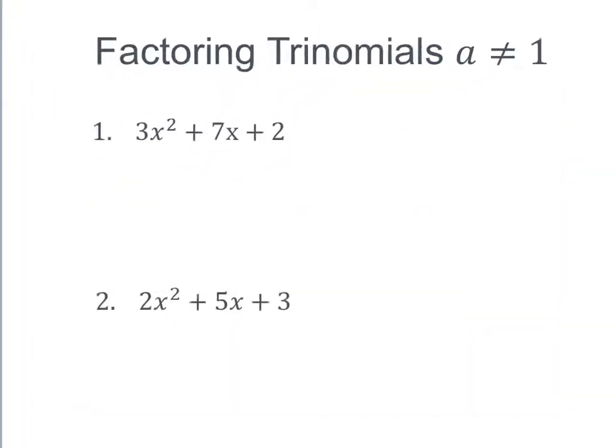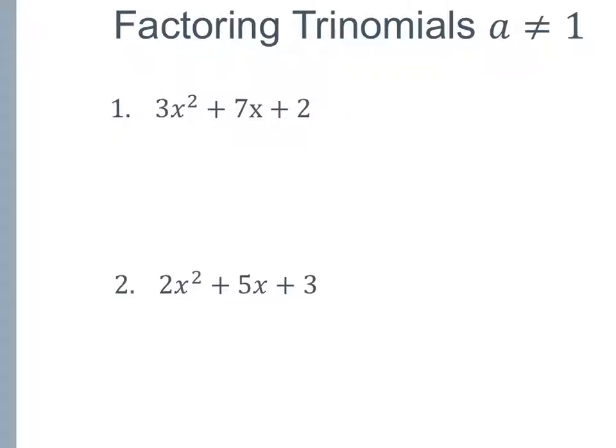So here is our first example. And I'm going to first just start out by showing you guess and test. So if you're going to guess and test, what we're going to do is we're going to think of all the factors or ways to multiply to get the first term, and then all the ways to multiply to get the last term. So if we're going to guess and test, our answers are going to be binomials. So to multiply to get to the 3x squared, I know I have to multiply 3x times 1x. Those are the only ways I can get there.